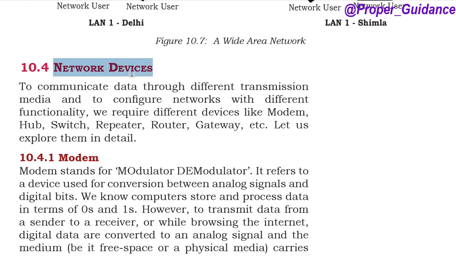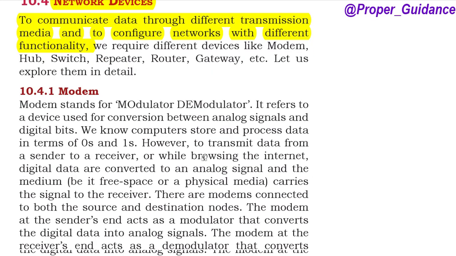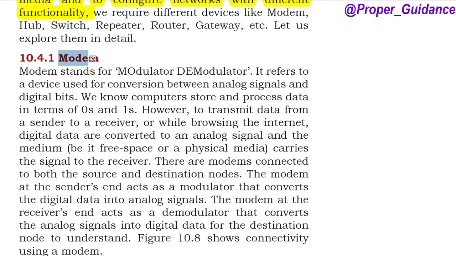This is also a very important point: what are the devices used for computer network. To communicate data through different transmission media and to configure networks with different functionality, we require different devices like modem, hub, switch, repeater, router, gateway, etc. Let us explore them in detail. First one is modem. We all know the name modem.